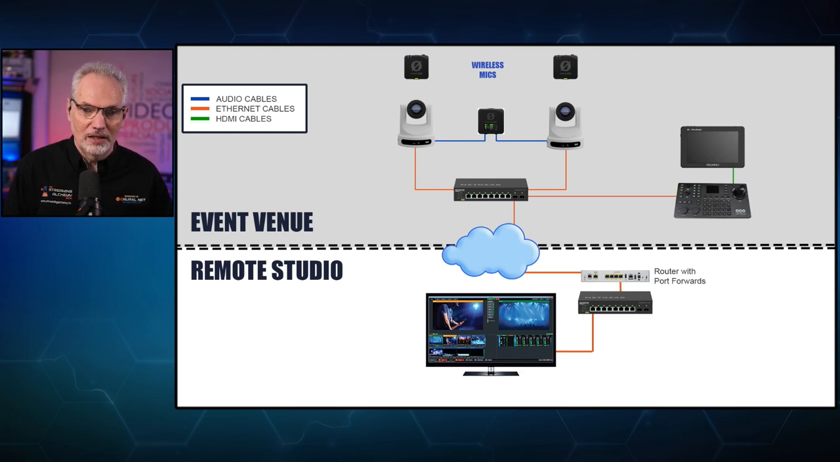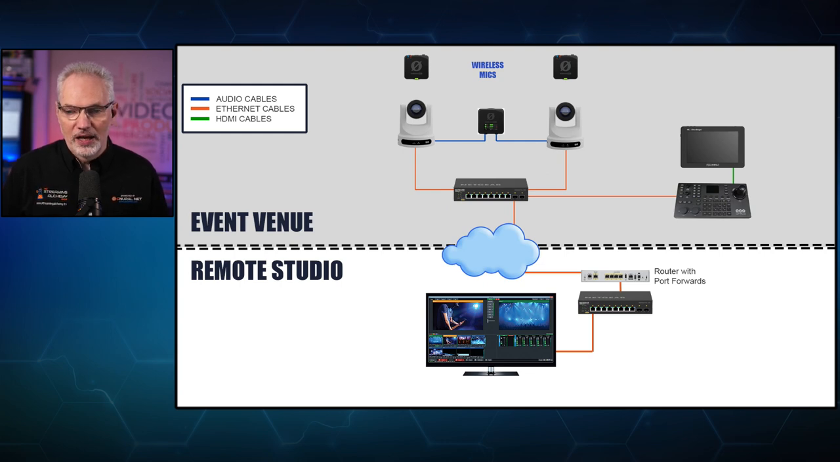So let's talk a bit about how we have this configured. For this example, because I wanted to show something really concrete, we're going to be using two PTZOptics cameras. PTZOptics cameras have the ability to do SRT streaming directly from the camera, which makes them an ideal candidate for this type of scenario where we don't want to have a computer that we have to set up and deal with at the event venue, and really just keep all the compute power back at the remote studio. So we have two PTZOptics cameras here.